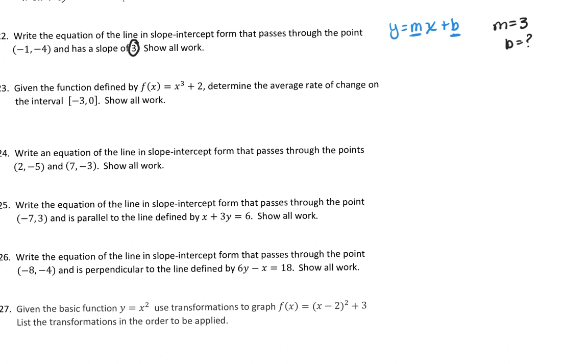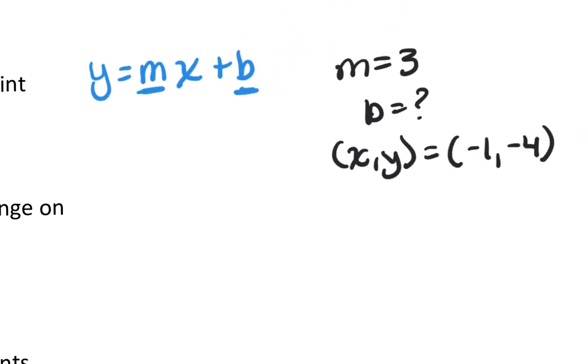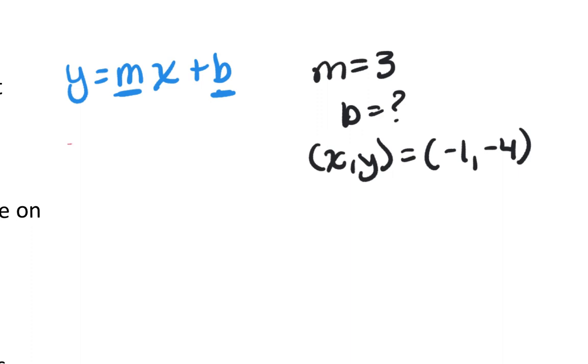But we do know some xy point. (-1, -4). So let's plug in everything we know. We know y is -4. We know m is 3. We know x is -1. And we don't know b. But we can find b because we know everything else. So this is -4 equals -3 plus b. We add 3 over. We know b is equal to -1.